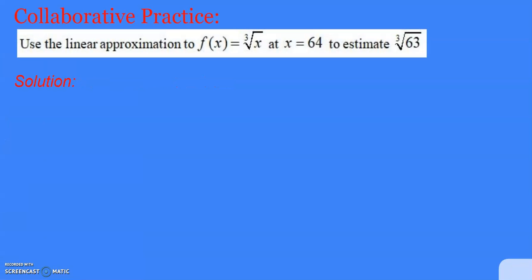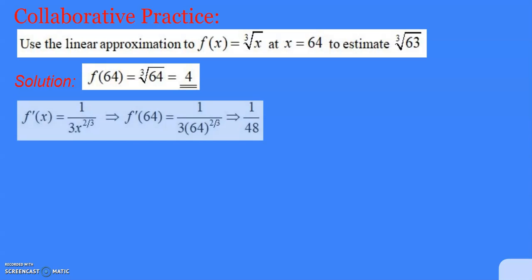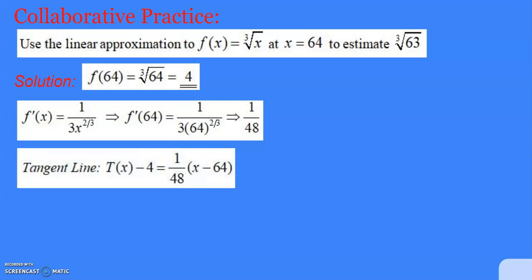Next, we see collaborative practice where students will work in pairs or in small groups to use the linear approximation now to evaluate some cube root functions. And so step 1 will be finding the function value at 64, which gives us the cube root of 64, and that is 4. Then we take the derivative of the function and evaluate it at 64, and we get 1/48. That gives us enough information to write our tangent line.